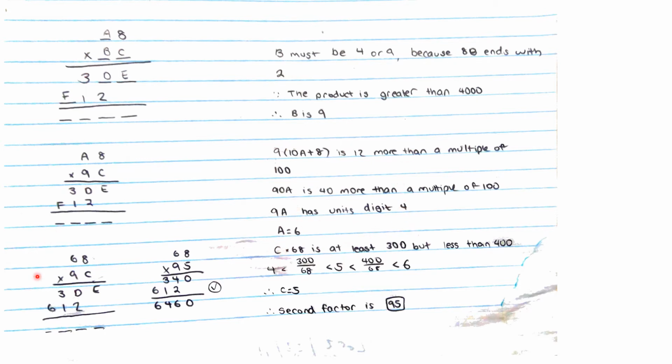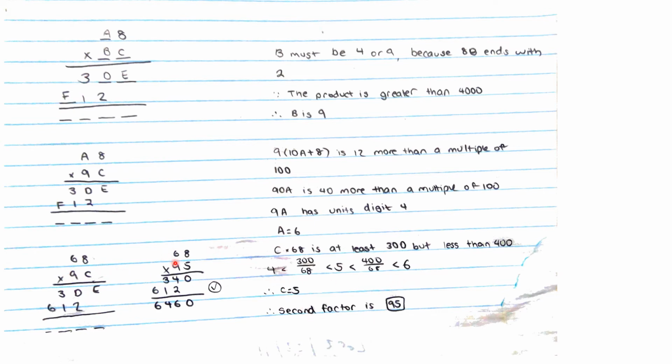And so then it's like this. So then C times 68 is at least 300 but less than 400, because over here it's 3DE, which is in the 300s. So C times 68 is at least 300 but less than 400. So 4 is less than 300 divided by 68, which is less than 5, which is less than 400 divided by 68, which is less than 6. That means C is equal to 5.